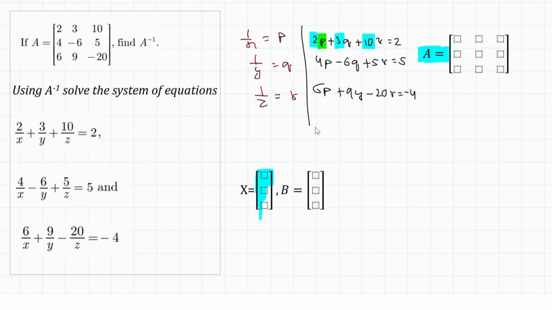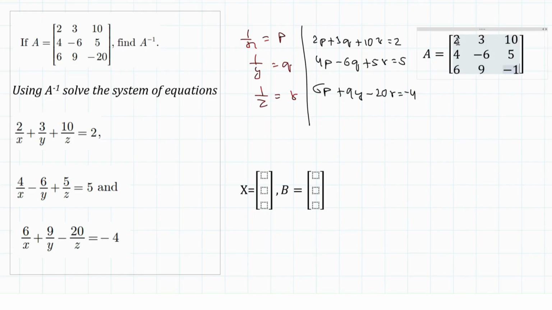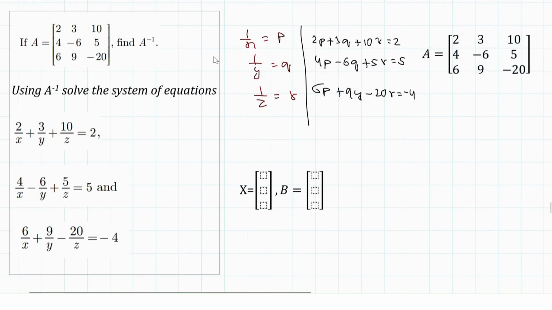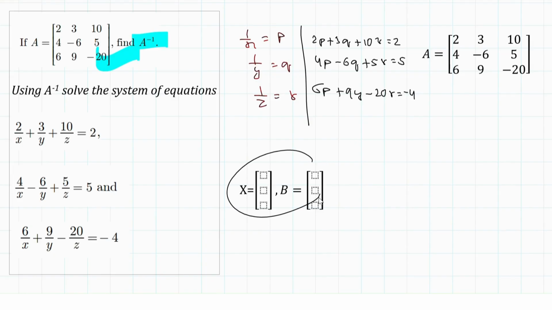So let's write down the coefficient matrix. What are the coefficients in this case? We can see that they are 2, 3, 10, and similarly for the second equation it is 4, negative 6, and 5, and finally for the third one it is 6, 9, and negative 20. So what you can observe is that this is the same as the matrix A which is given in the question. So now we can say that we will not be finding A inverse separately in order to find x.